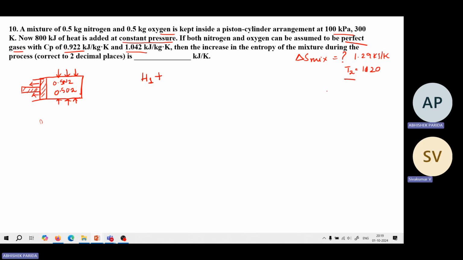And as he said, delta S that you will get is Cp ln T2 by T1. And talking about specific entropy, H1 plus Q is equal to H2. Okay. So first of all, we need to find out what is H1. H1 means the summation of the enthalpy of both nitrogen and oxygen.